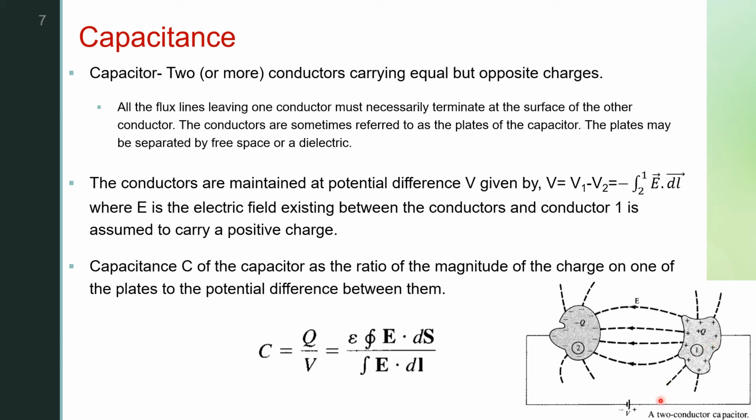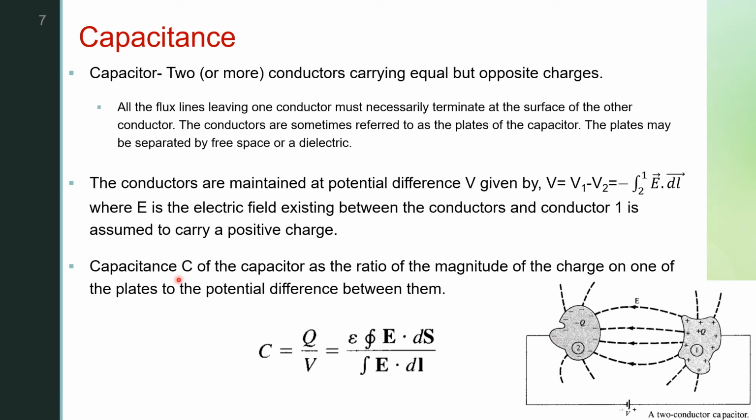potential difference V. The potential difference V is given by V1 minus V2, that is equal to minus integral from 2 to 1 of E dot dl, where E represents the electric field existing between the conductors. And here we have assumed conductor 1 is carrying positive charges. So this is conductor 1 and this is the second conductor.